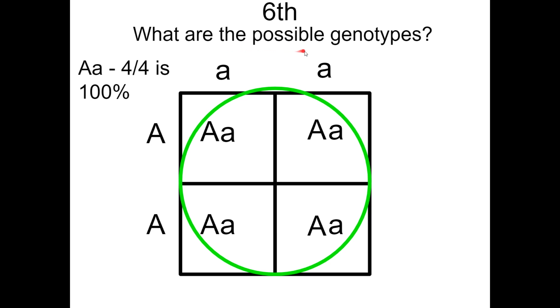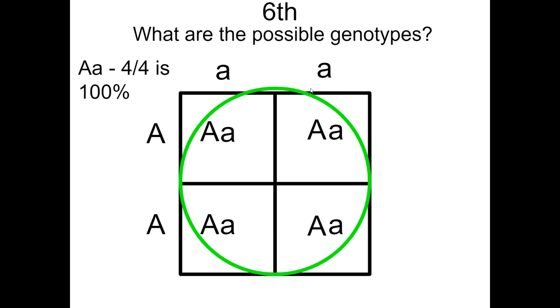So what are the possible genotypes? The possible genotypes here are big A, little a. That's the only one. Because 4 out of 4 times, these people will have a child with big A, little a. There's no way that they can have a little a, little a, or a big A, big A, because they're each homozygous dominant and homozygous recessive.